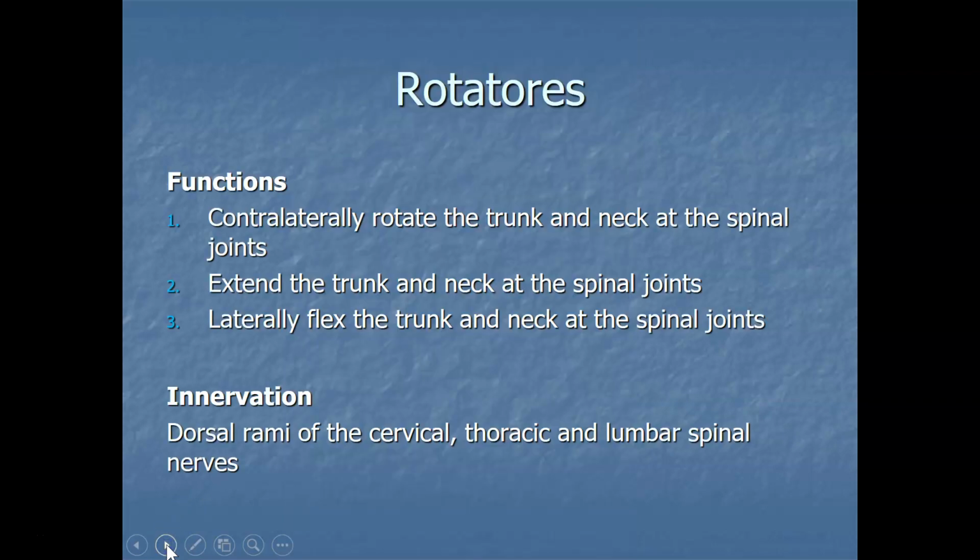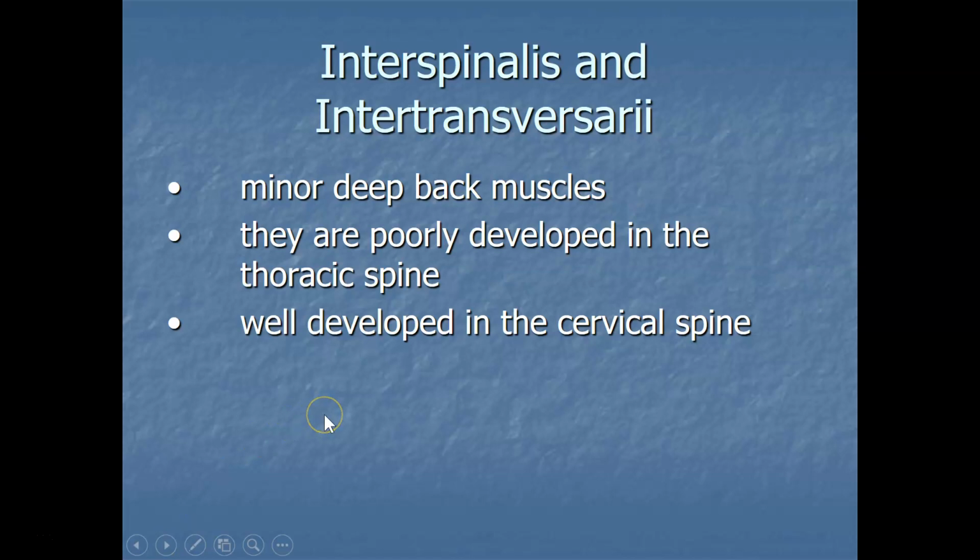Its function is a contralateral rotator of the trunk and neck. It extends the trunk and neck at the spinal joints bilaterally, and it laterally flexes the trunk and neck at the spinal joints. Very minor, but it can do that. Dorsal rami of the cervical, thoracic, and lumbar spinal nerves innervate all the segments of this muscle as it works its way up.